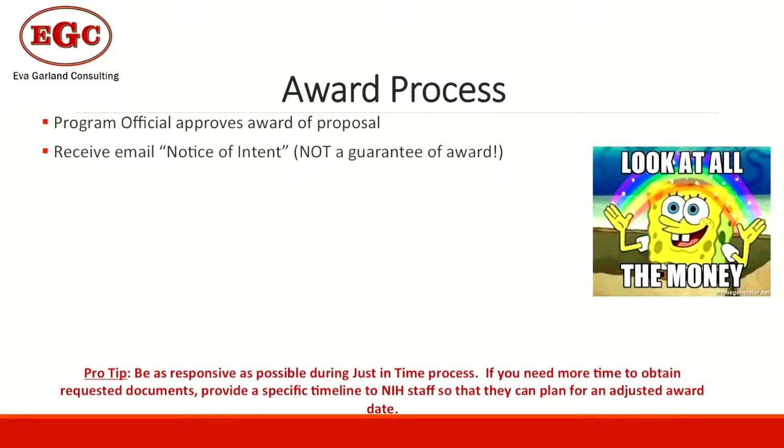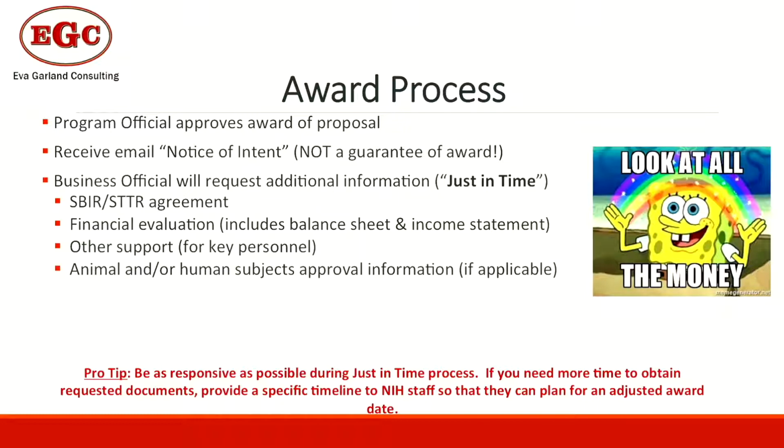So how does it work? Well, the program official approves the award of the proposal. You will receive an email that says something like notice of intent, which is not a guarantee of an award yet. Then the business official will request additional information. That's called just in time. That's the just-in-time process.